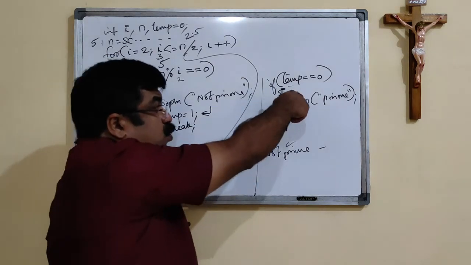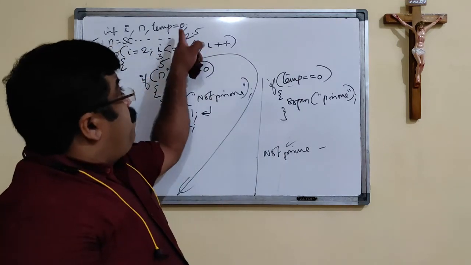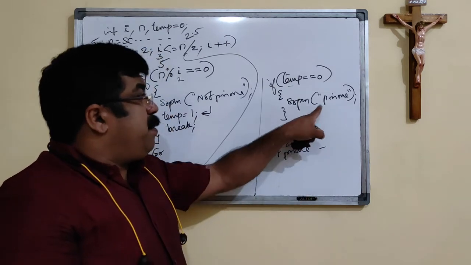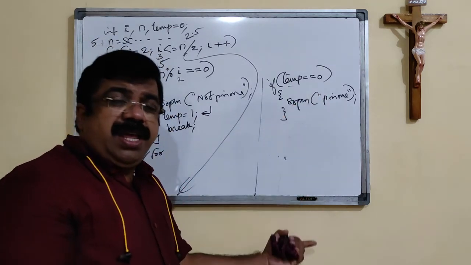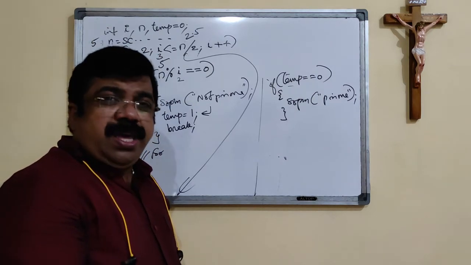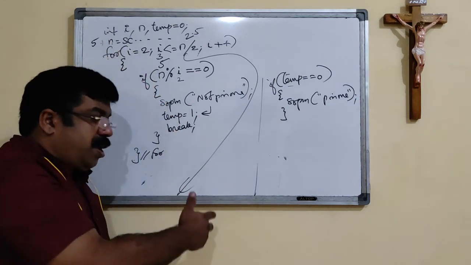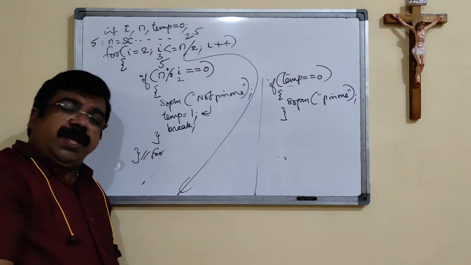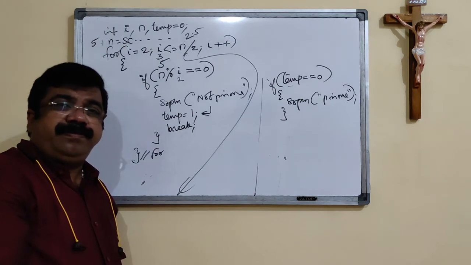Okay. Then we came to the statement: is temp equal to 0? Yes. When we began, the value of temp was 0. Printing a message, the number is prime, and then finishing the program. Okay. I hope you understood. So if you want to write this program, you can write and try it on your computer. Okay. Thank you.